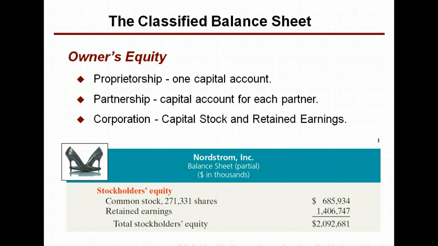Let's move on then. Since we've looked at assets and liabilities, let's look at owner's equity. So far, we've been studying proprietorships, but there are partnerships and corporations as types of entities that we'll study in this book as well. Partnerships and corporations are studied in the next semester of accounting. Corporations don't have owners, they have stockholders, therefore it's called stockholders' equity, and they issue stock. So you can see what Nordstrom's stockholders' equity section looks like in this exhibit.